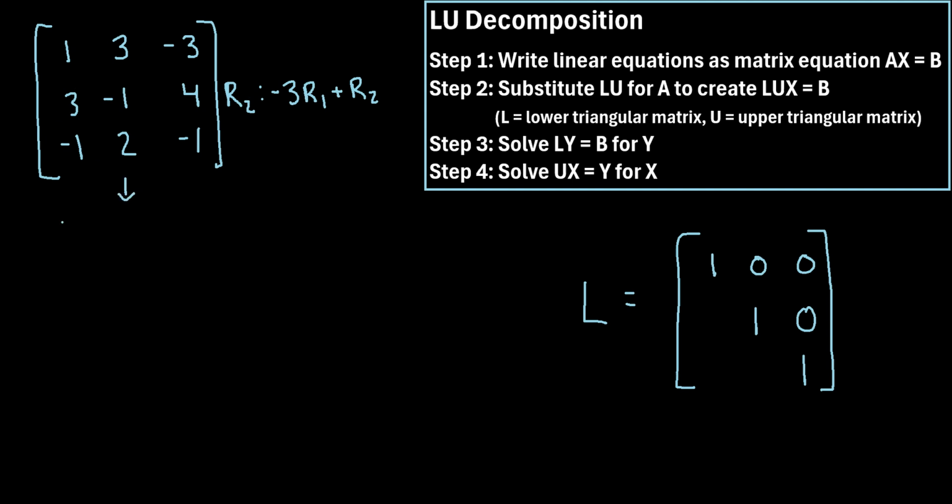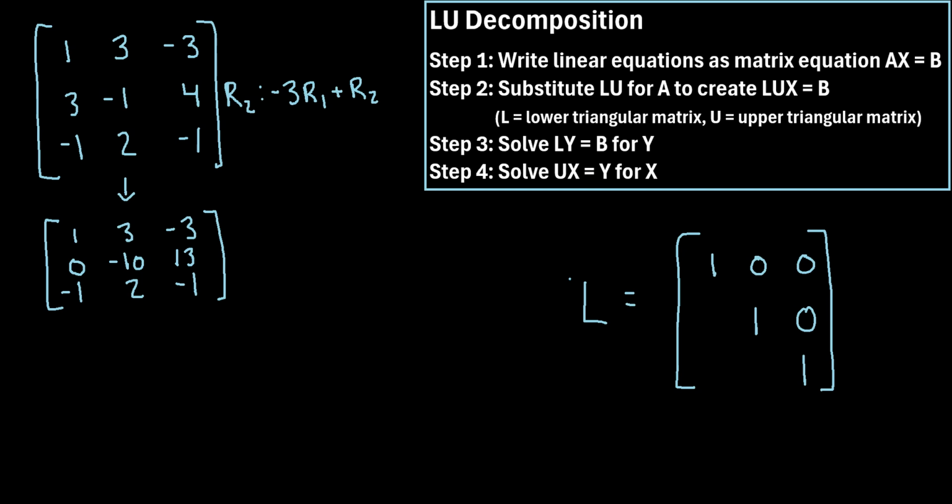So let's do that. Let's rewrite our matrix right here. The first row won't change at all, and the last row won't change at all for this step. So we have -3 times row 1. So -3 times 1 plus 3, that's a 0. So we get a 0 right here. And then we have -3 times 3, that's -9, plus -1 is -10. And then we have -3 times -3, that's 9, plus 4 is 13. So that's the first step towards building this upper triangular matrix.